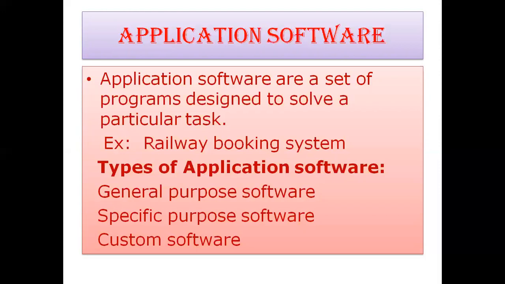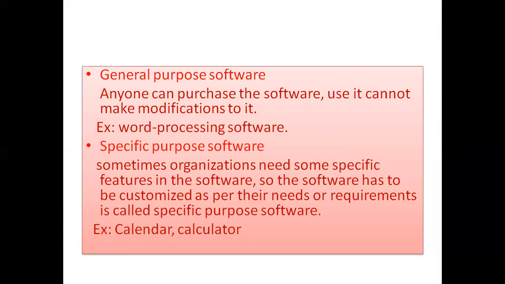Now let us see different types of application software: general purpose software, specific purpose software, and custom software. Let us see what is a general purpose software. This particular software anyone can purchase, and we can use it, but we are not able to do any modifications to that particular software. For example, take word processing software. In word processing software, we can use that particular application, but we cannot do any modifications in that particular software. Okay, children?